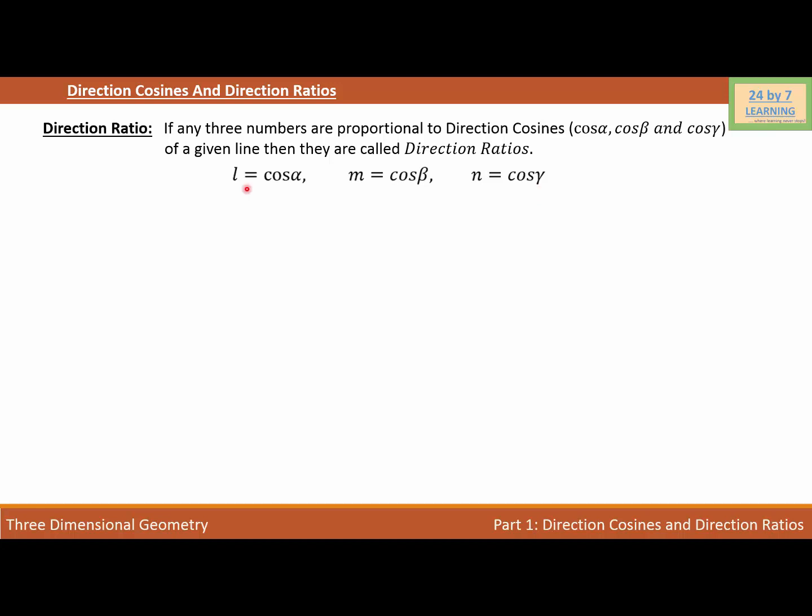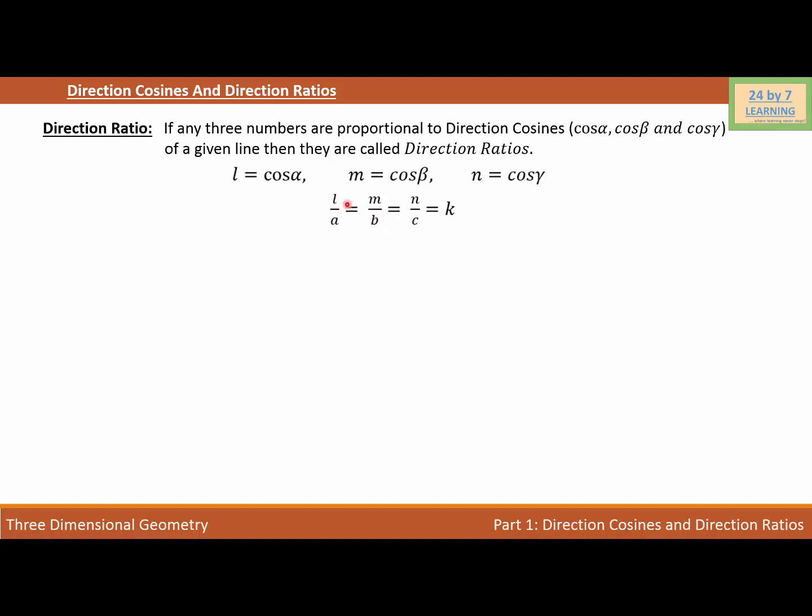What I'm going to do is create a relation between direction cosines and the direction ratios A, B and C respectively. So, I can write L over A is equal to M over B is equal to N over C, and all these three ratios are equal to K, which is a constant, where A is the direction ratio of L, B is the direction ratio of M, and C is the direction ratio of N.